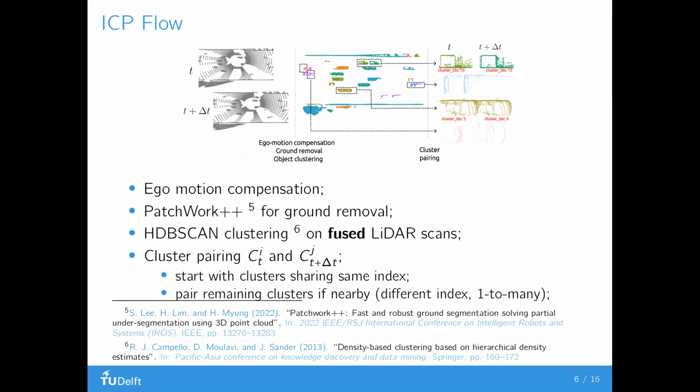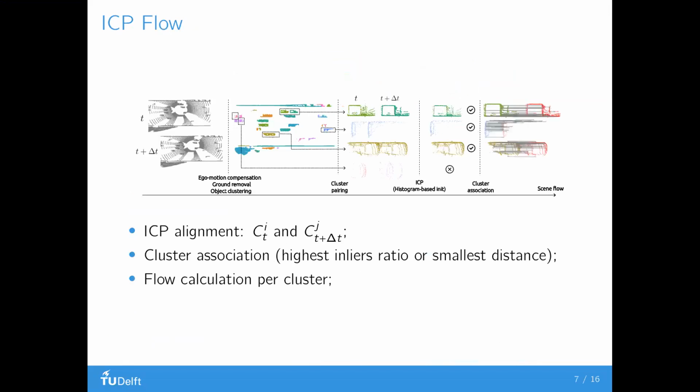We start with ego-motion compensation, ground removal, and HDBSCAN clustering. After these steps, we obtain a number of clusters. We then pair these clusters by spatial locality over time. Subsequently, we use ICP to align them and calculate inlier ratio and distances. We later reject those unreliable pairs. Finally, we calculate scene flow from those estimated transformation matrices.